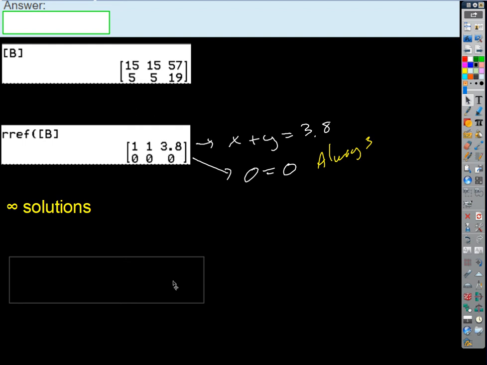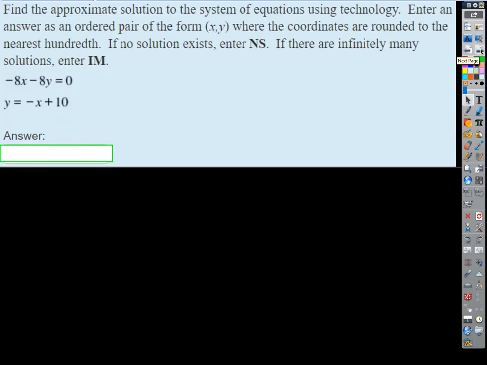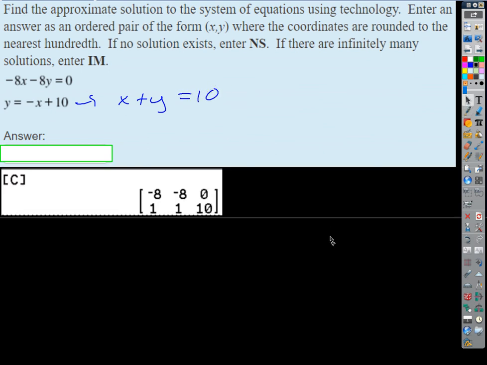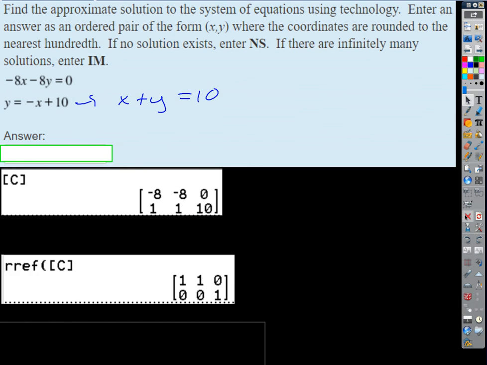All right, what about the other case? If we were to do this one, in order to enter this into a matrix, what would I have to do to that bottom equation? Oh, it has to be in standard form, ax plus by equals c, so I'd have to add that x over to this side: x plus y equals 10. Everybody agree that's what it's going to look like? I'm going to get negative 8, 0 for my first row, 1, 1, 10 for my second row.